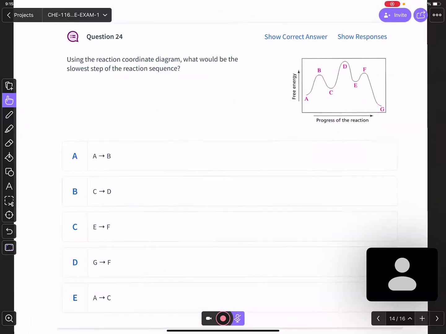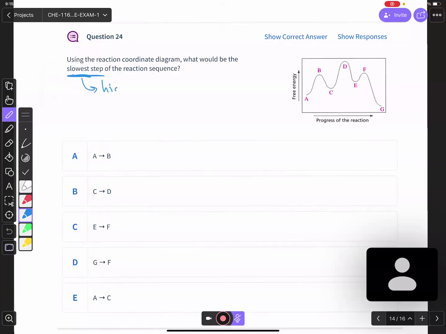What would be the slowest step? The slowest step is the step that has the highest activation barrier. Think of them as hills, right? The higher the hill, the longer it's going to take for you to walk up there. So the slowest step of the reaction has the highest activation energy. And we can take the reaction left to right. We can also take the reaction right to left.